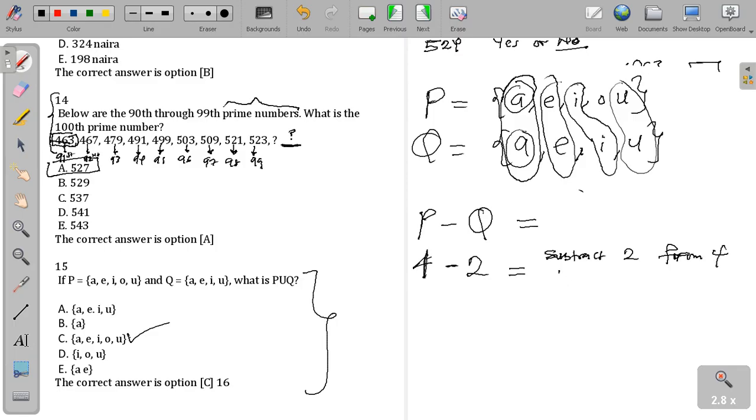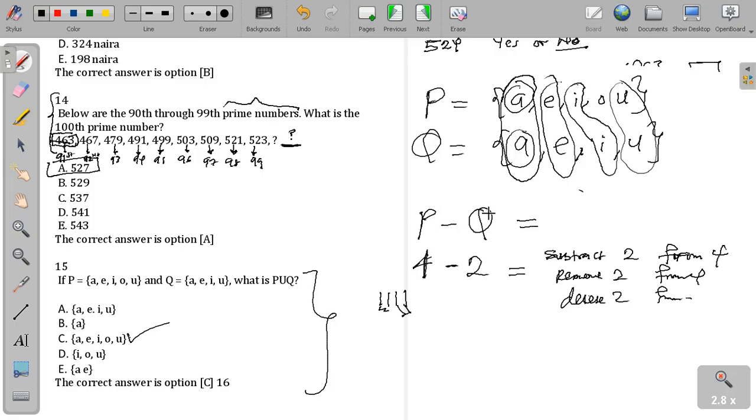Or you say remove 2 from 4. Or I use another word. I can say delete 2 from 4. This is what it means. Count 4: 1, 2, 3, 4. Now delete 2: 1, 2. What do I have left? 2. Okay. So the same thing is applicable here.